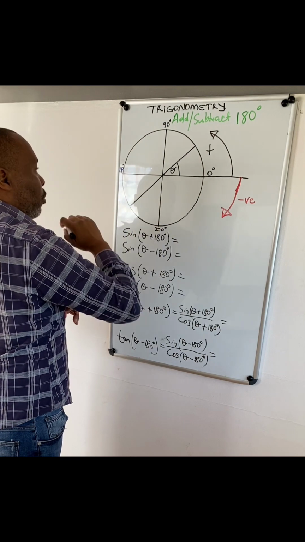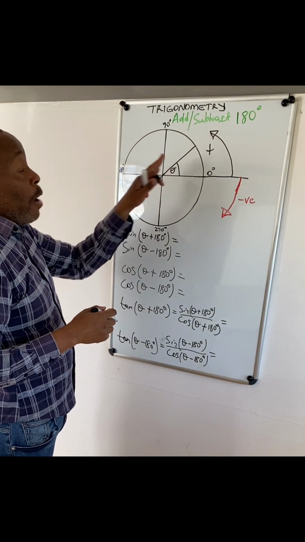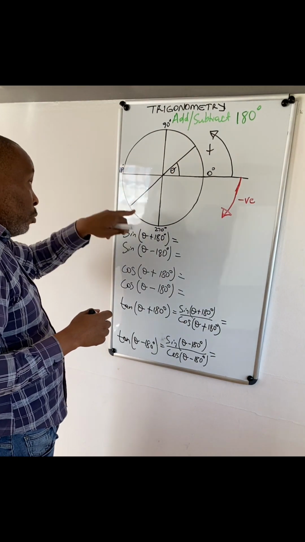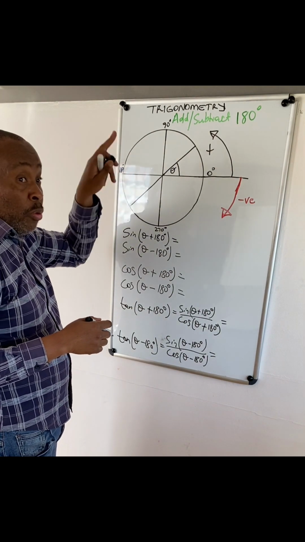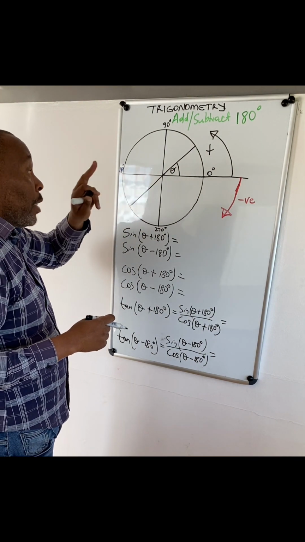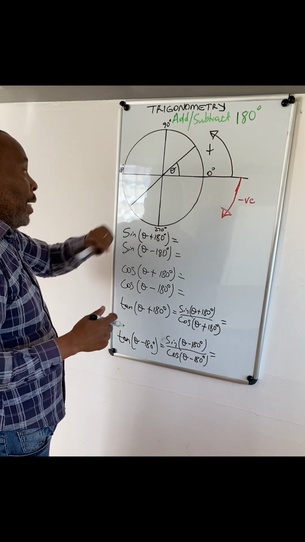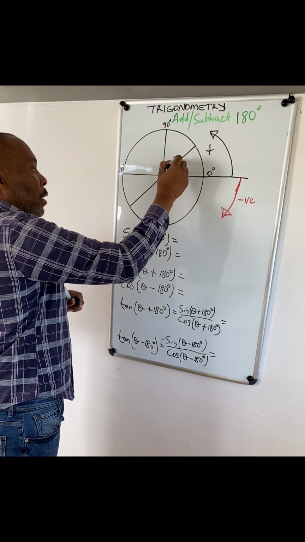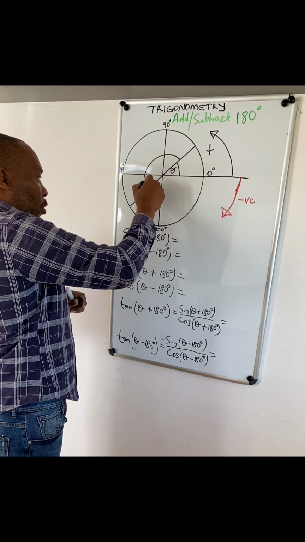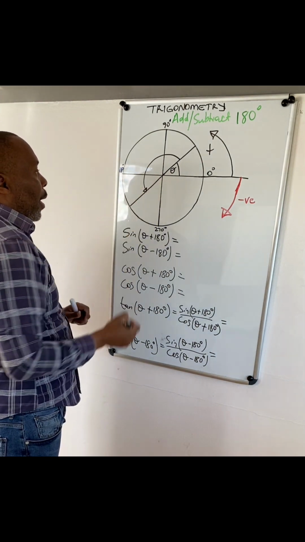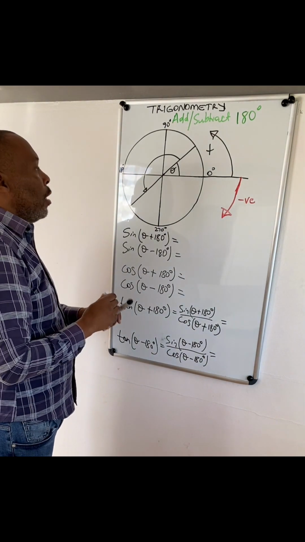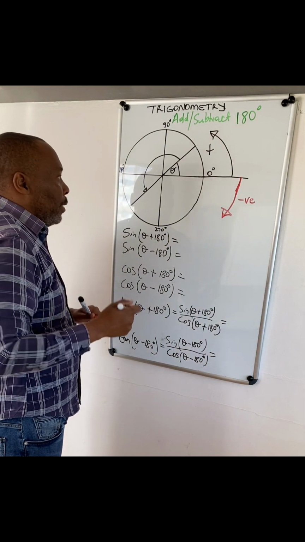So when I'm adding 180 degrees, I'm moving from the first quadrant up to the third quadrant, because when I did 360, I moved from this angle right round to cover the complete revolution, which is 360 degrees. Now I'm not covering 360, I'm covering 180. So when I'm adding, I'm moving from here to here, 180 degrees, right?